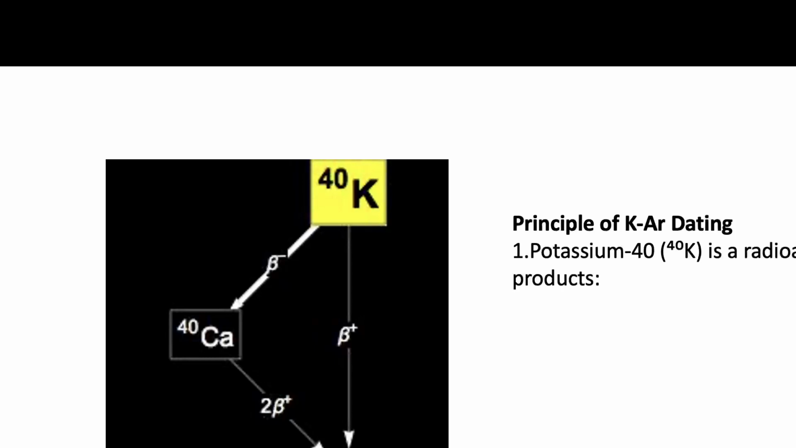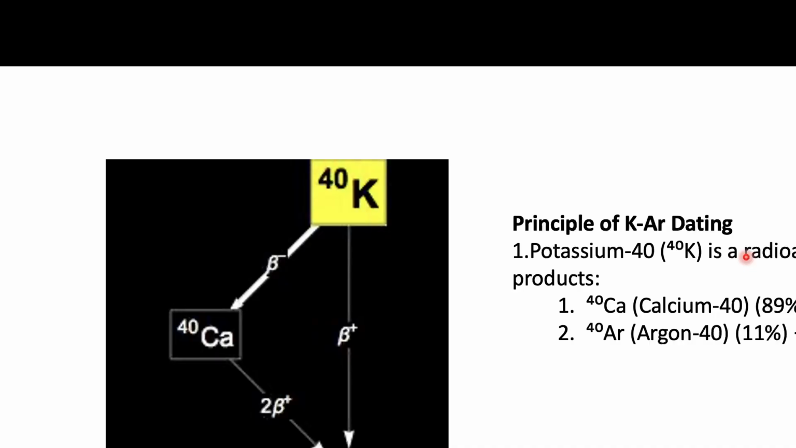Now, what is the principle? Potassium is a radioactive isotope that decays into two products, as we just saw. One is calcium 40, 90% or 89% of the times it makes calcium 40, which is not useful for dating. And the other product is argon 40, which is trapped in a rock and used for dating. So the rock deposits deep down in the earth, when there are fossils. How to date fossils? You use these methods.